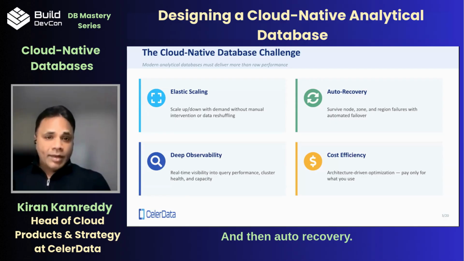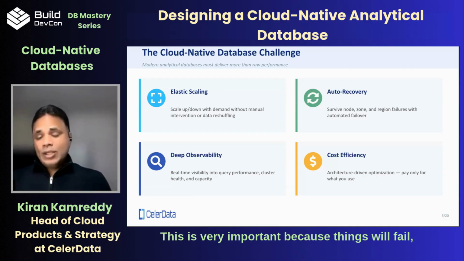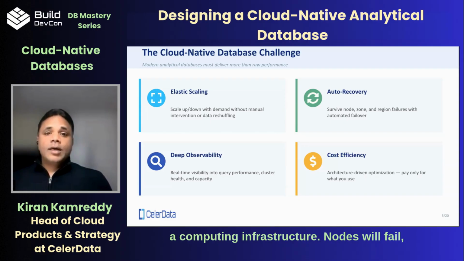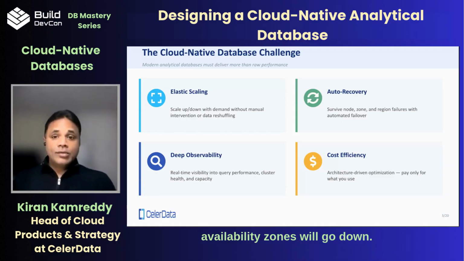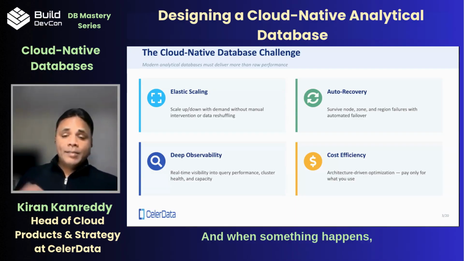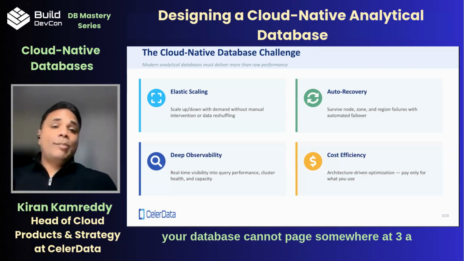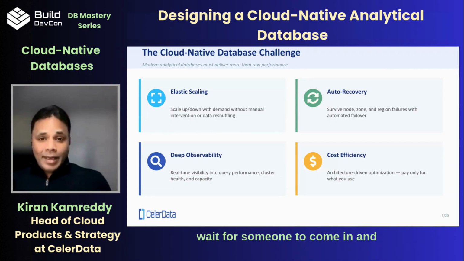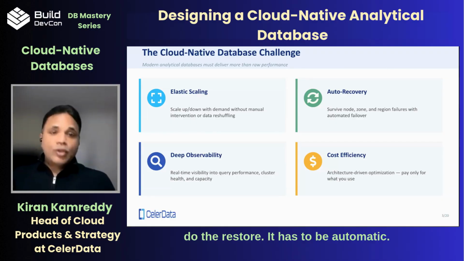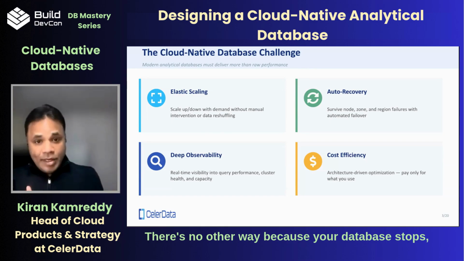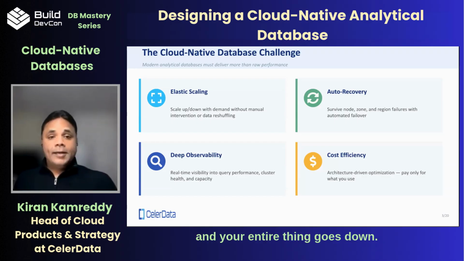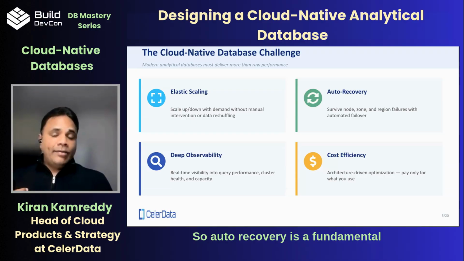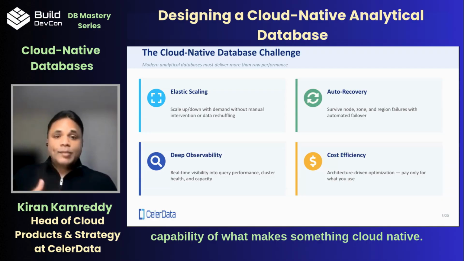And then auto recovery. This is very important because things will fail, especially when you're running anything in a computing infrastructure. Nodes will fail, availability zones will go down. And when something happens, your database cannot page someone at 3 a.m. and then wait for someone to come in and do the restore. It has to be automatic. There's no other way because if your database stops, your application stops, and your entire thing goes down. So auto recovery is a fundamental capability of what makes something cloud native.